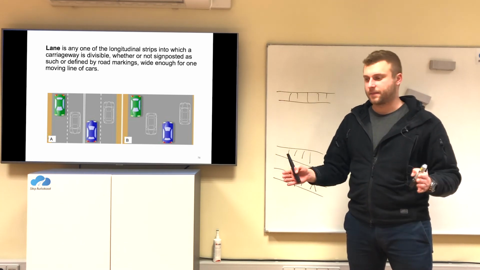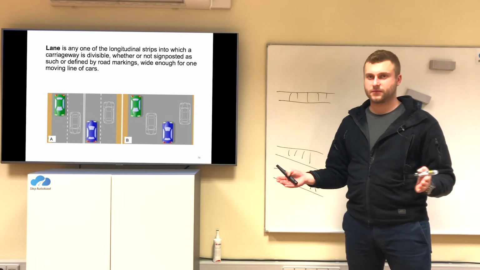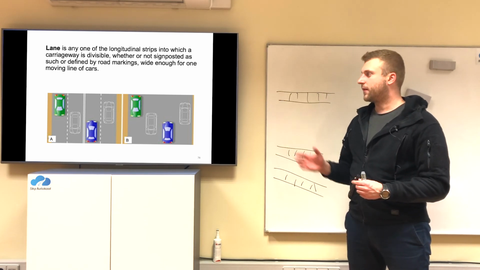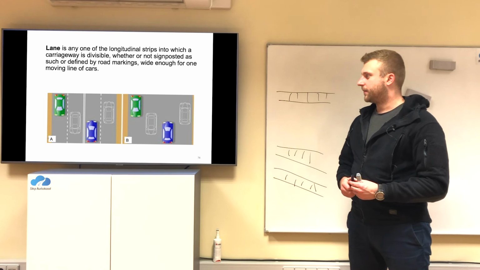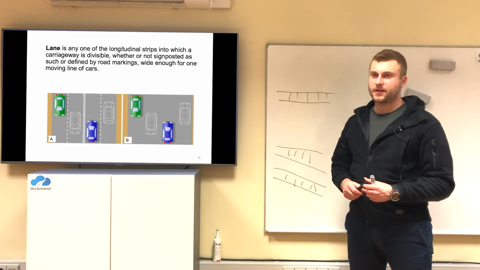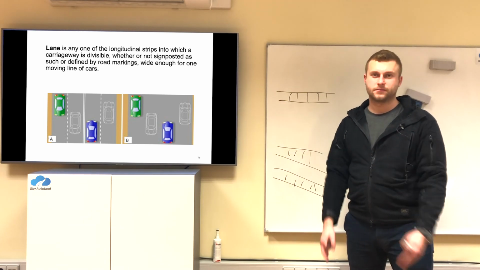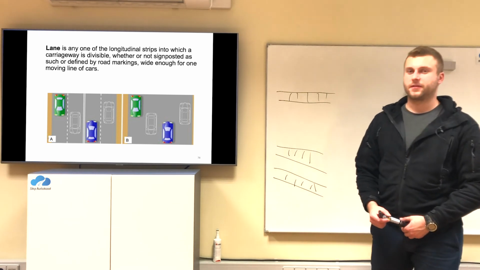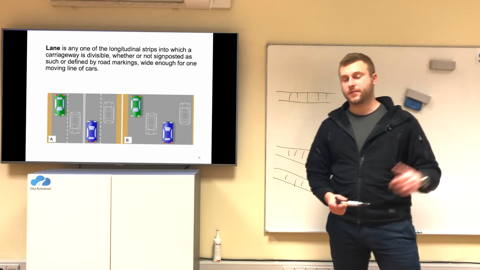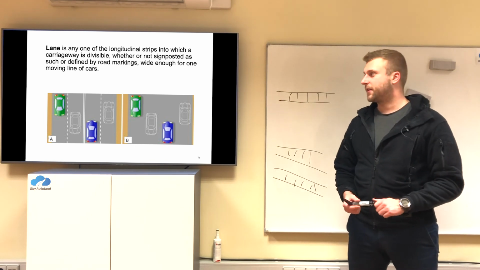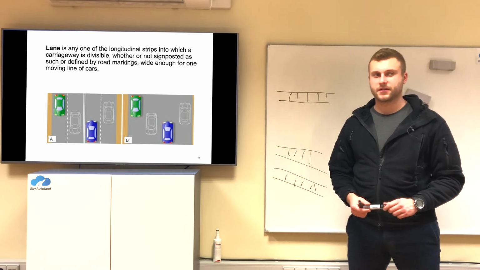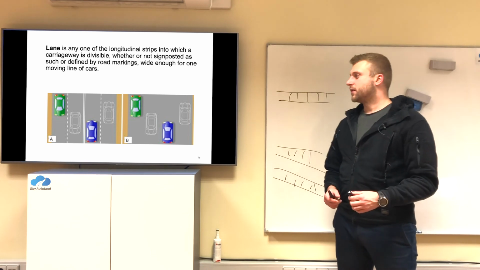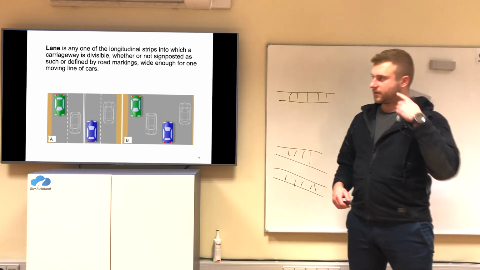Usually one car is 3 meters wide. So if you have a carriageway of 12 meters, it means 4 cars can fit there. You always have to imagine it, basically, because in many places in Tallinn we don't have any road markings there, unfortunately. So that's why you have to understand it in your mind.